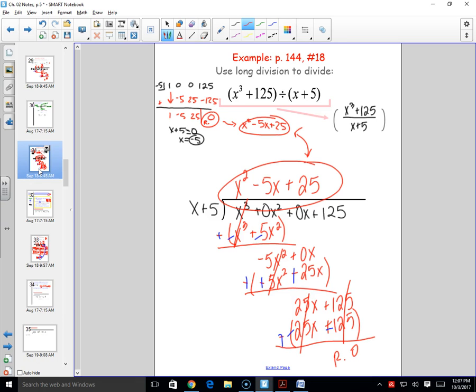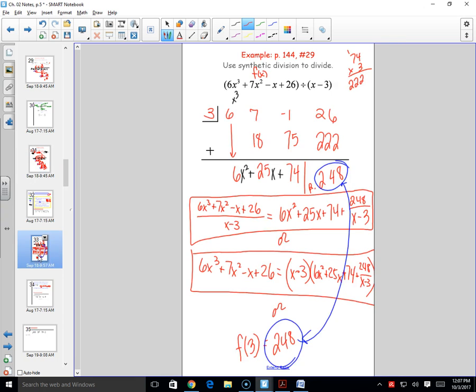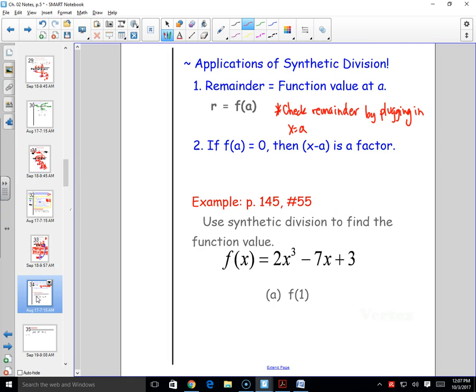How did we know? Remainder was 0. So, if something goes in evenly, if the function value is 0, or similarly, if the remainder is 0, if the function value, we've just learned, well, that's the same thing as the remainder. So if the function value is 0, if the remainder is 0, then I know that x minus a is a perfect factor. It is a factor that goes in evenly.